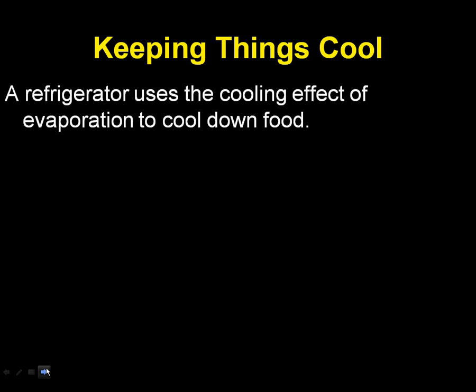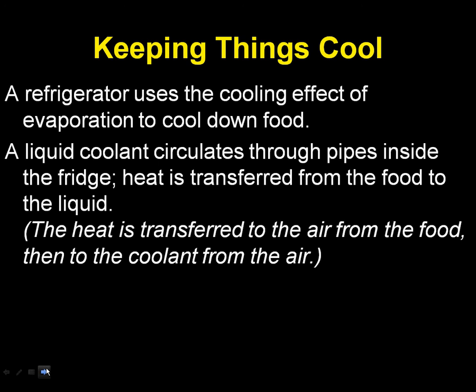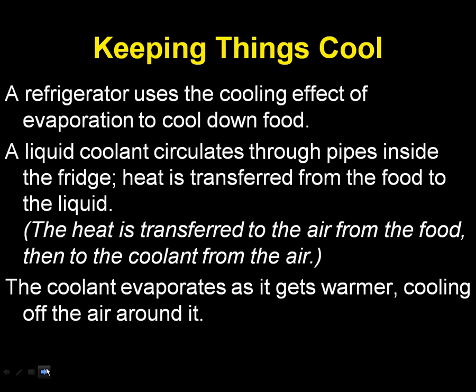A refrigerator uses the cooling effect of evaporation to cool down food. A liquid coolant circulates through pipes inside the fridge. Heat is transferred from the food to the liquid. The heat is transferred to the air from the food, then to the coolant from the air. The coolant evaporates as it gets warmer, cooling off the air around it.